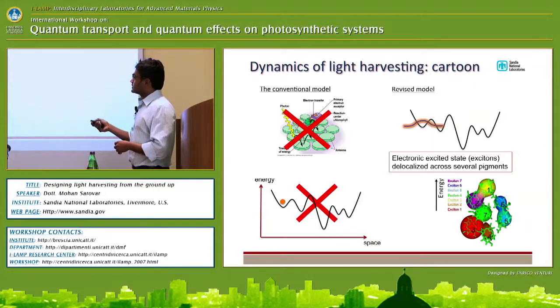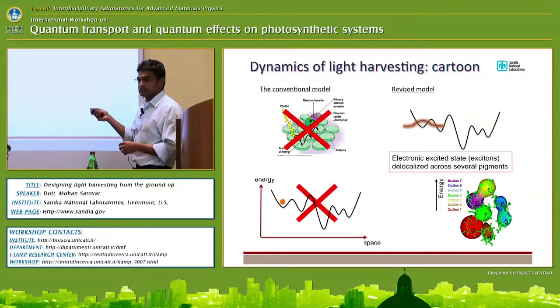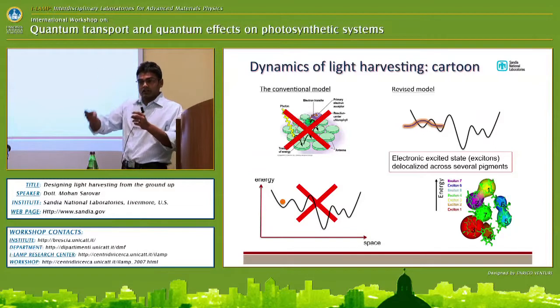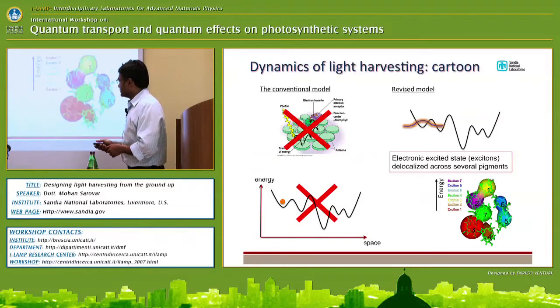It also doesn't look like this kind of cartoon picture of the conventional model, a textbook model of photosynthetic light harvesting, where a photon hits a pigment and then the excitation energy just hops between pigments and eventually gets to the reaction center. So here's a cartoon of what that would look like. You know, you'd have a particle just moving along in an energy well in a space.